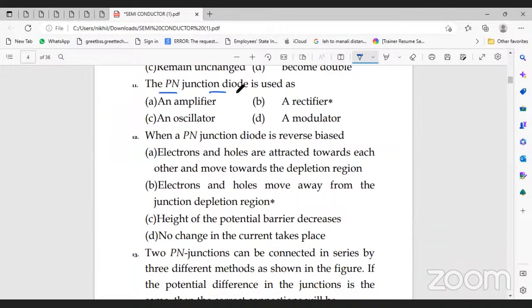The PN junction diode is used as what? You know that the PN junction diode is going to be used as a rectifier, which is going to convert AC into DC. So a rectifier is a device which converts AC into DC. So the PN junction diode is going to be used as the rectifier.